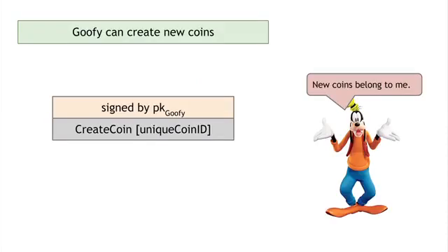There are just a couple of rules of Goofy Coin. The first rule is that Goofy can create new coins. Goofy can make a new coin whenever he wants, and when he makes a new coin, it belongs to him. When Goofy makes a coin, it's represented by a data structure like this. Here you have the create coin operation, a unique coin ID that Goofy generated, and a digital signature put on it by Goofy, which anyone can verify. Anyone being given this can verify that the signature is valid and that it's a signature of this statement. New coins belong to Goofy by definition, because those are the rules Goofy made. So that's the first rule: Goofy can create new coins.